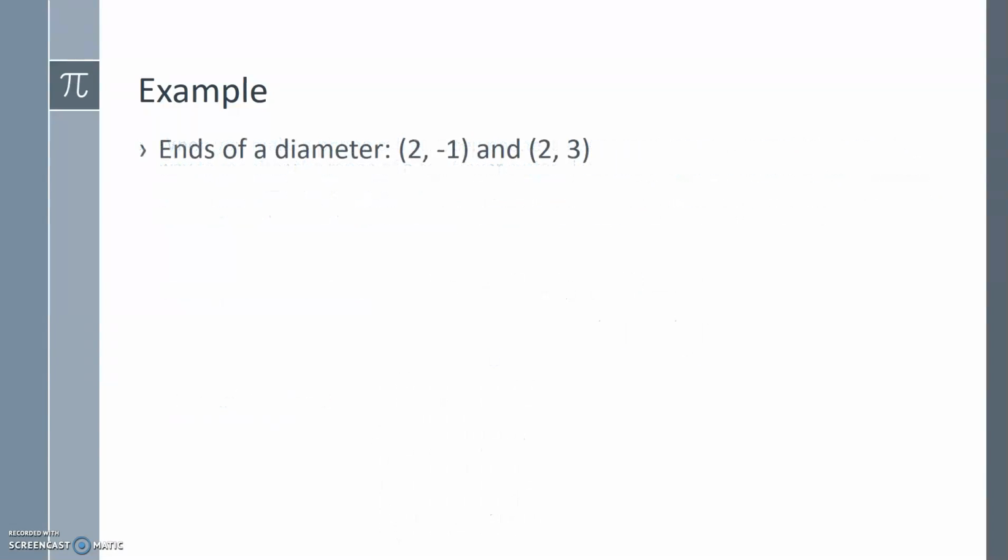Last problem that we have: how to write the equation of the circle given the ends of the diameter. Okay, so when I give you the ends of the diameter, that means I don't have the center. But what I do know is that the center is exactly in the middle of my diameter. So to find the center, I'm going to use my midpoint formula because those are endpoints that are both on the circle, and I need the middle point.